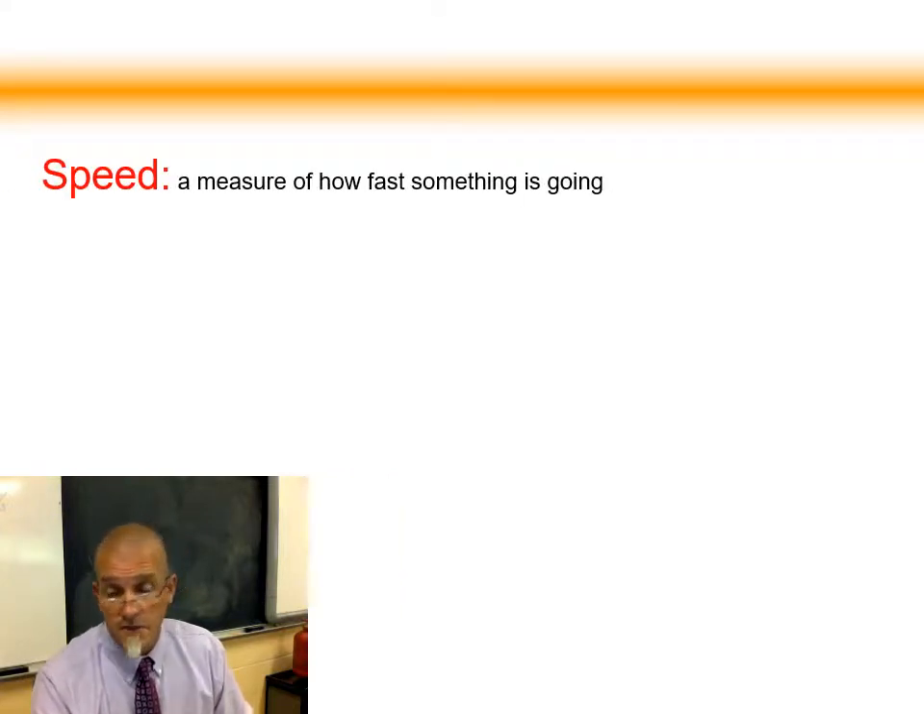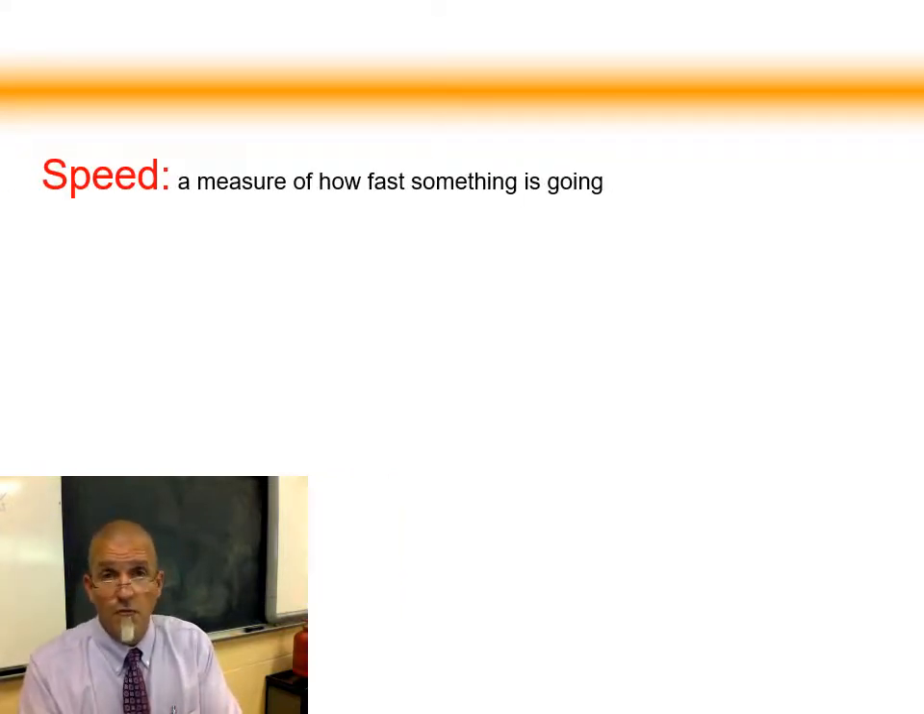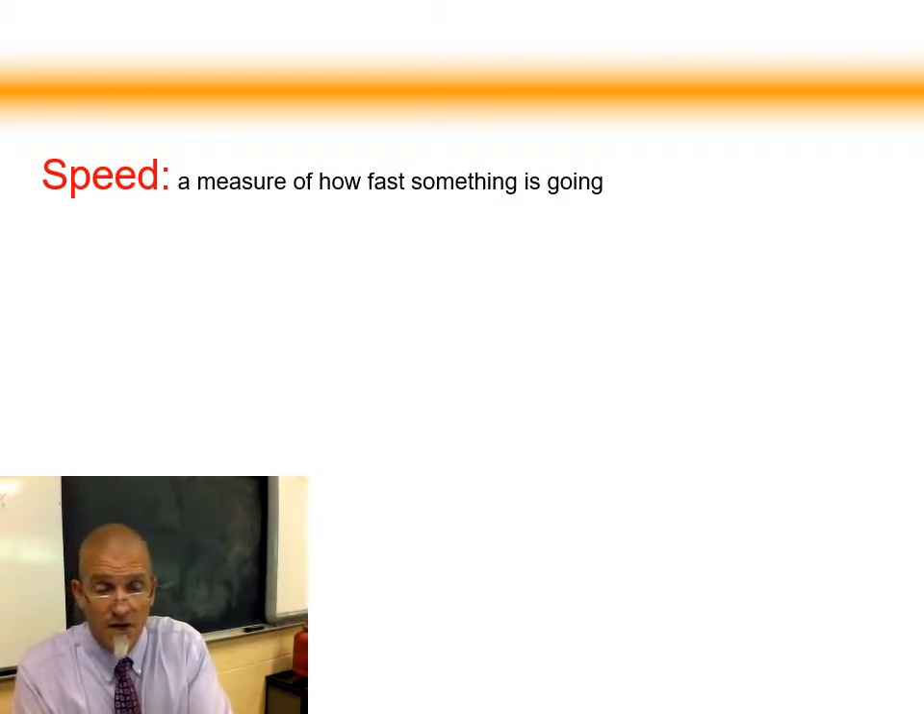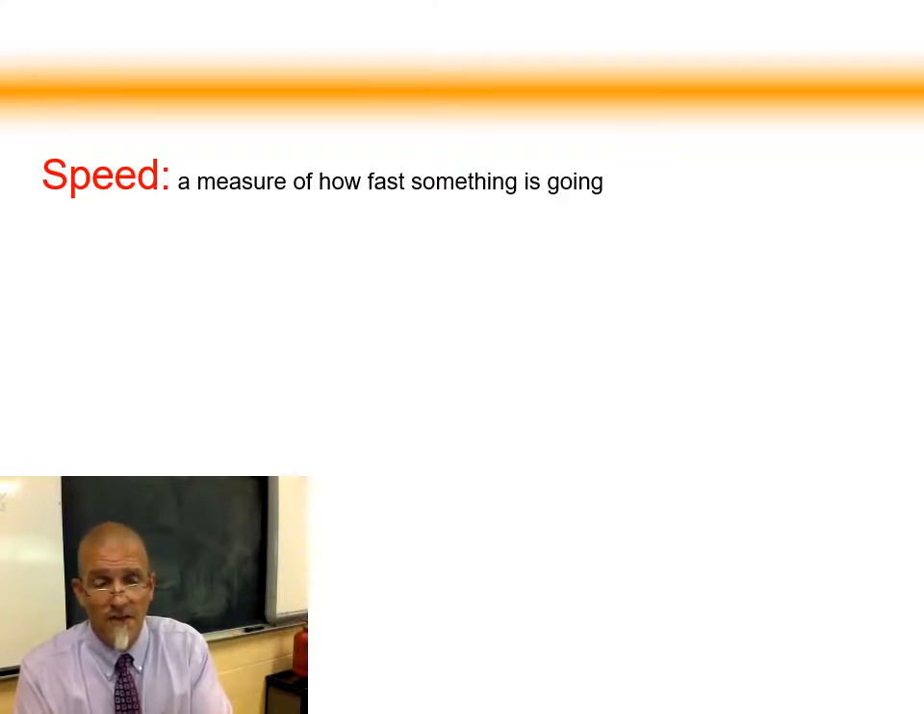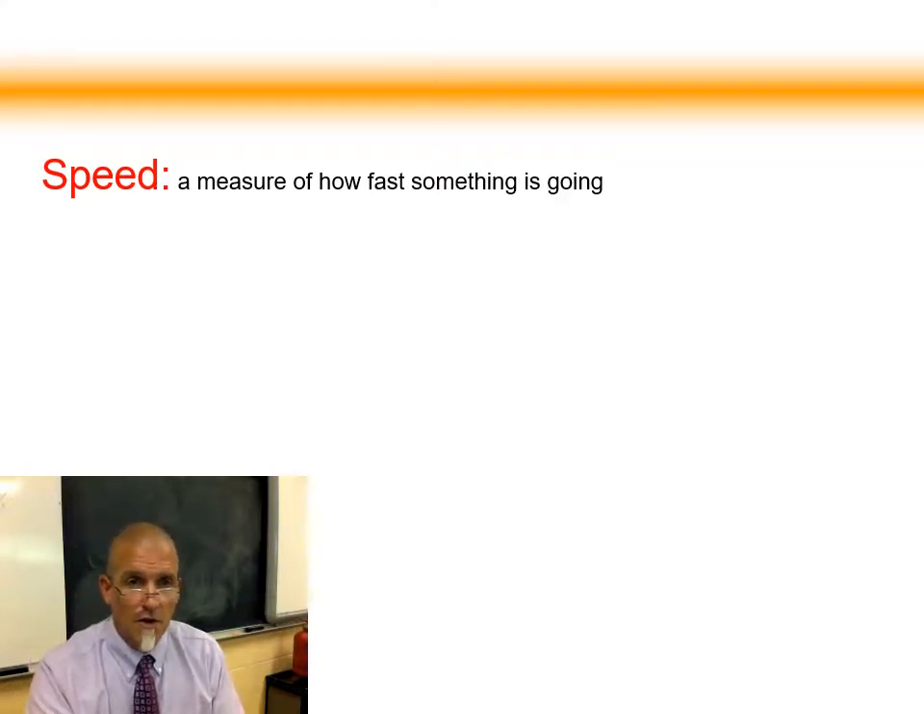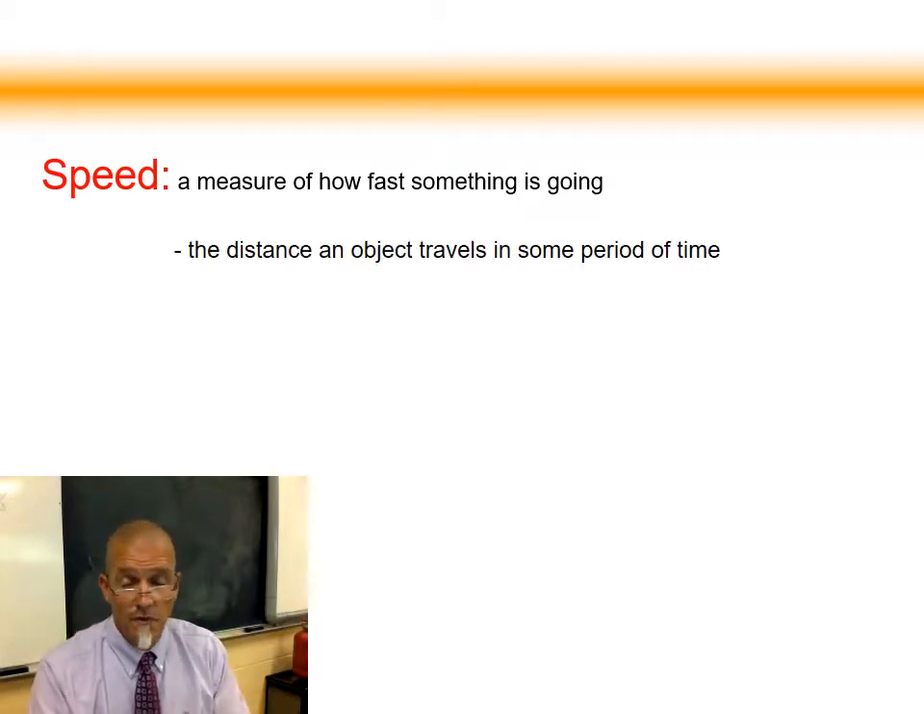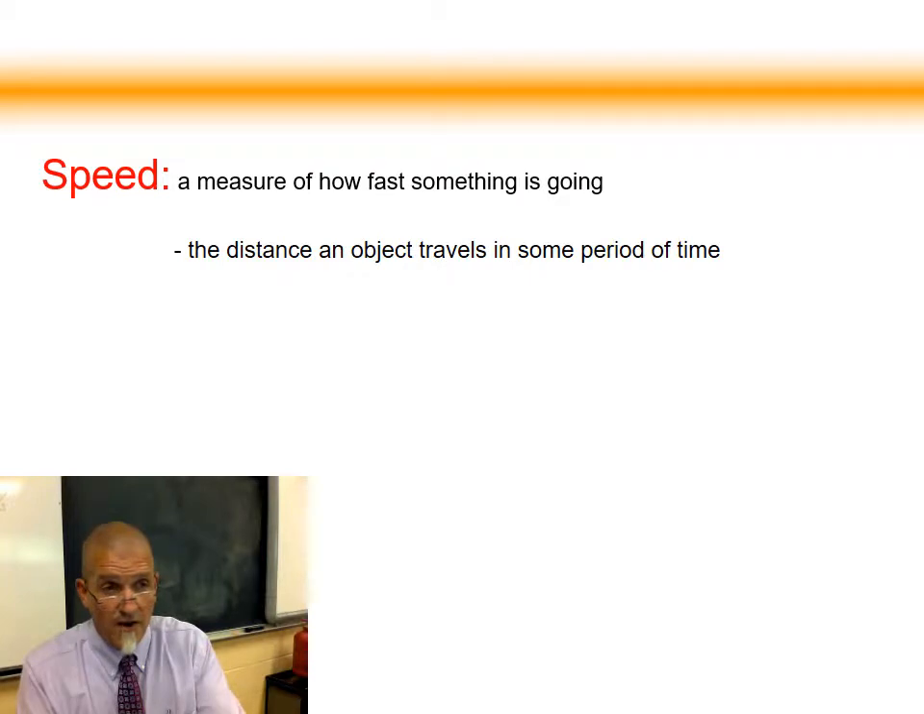Moving on then. The next thing we need to talk about is the idea of speed. And I'm sure you've heard of speed before. This is nothing new. This is a concept you've covered before. And as I'm sure you know, speed could be defined as a measure of how fast something is moving. And when we talk about how fast something is moving, what we're really referring to is the distance it travels in some period of time. How far does it go, and how long does it take to go that far? That would be how we'd measure the speed.